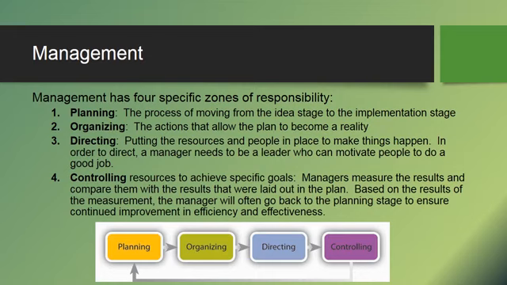Then there's the organizing, and these are the actions that allow the plan to become a reality. So when you have a plan, you have to then break it down into smaller pieces that we would call action items that will allow people to get the overall task done. Number three, directing. This is putting the resources and people in place to make things happen.